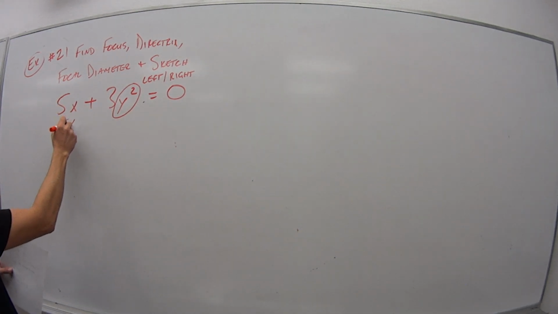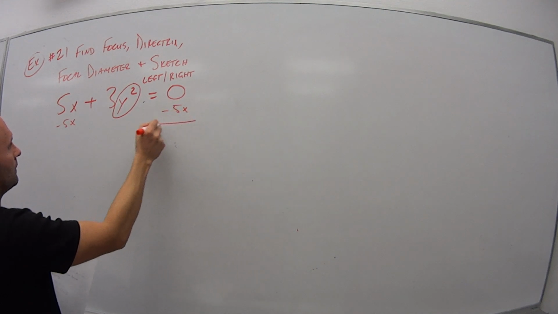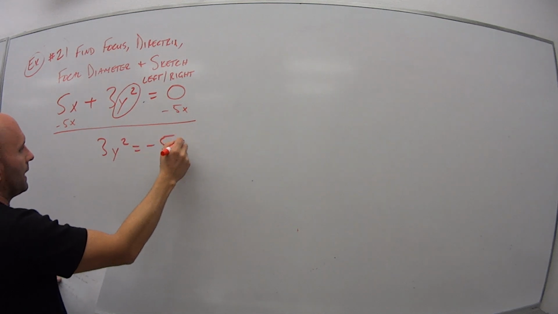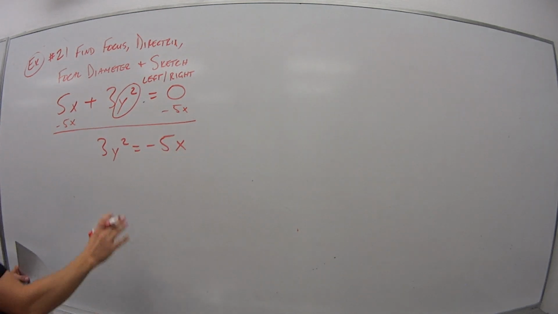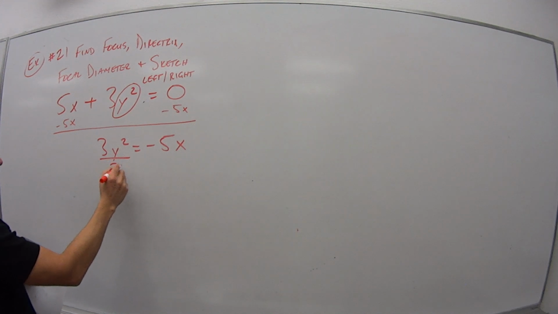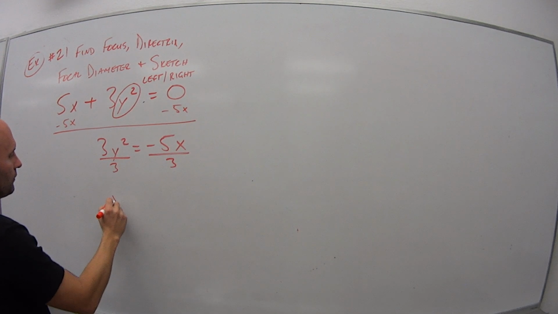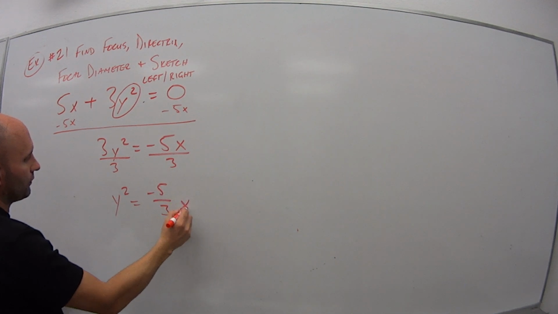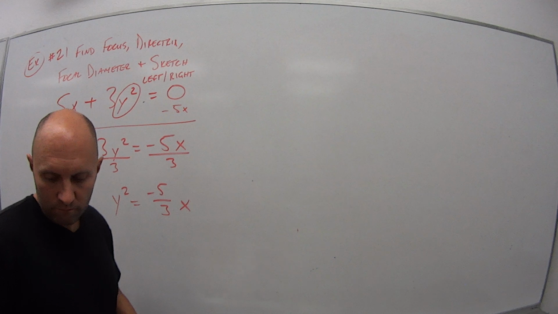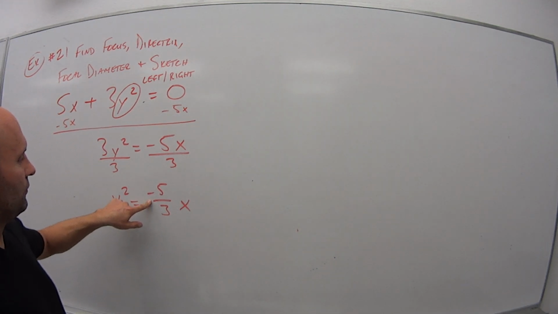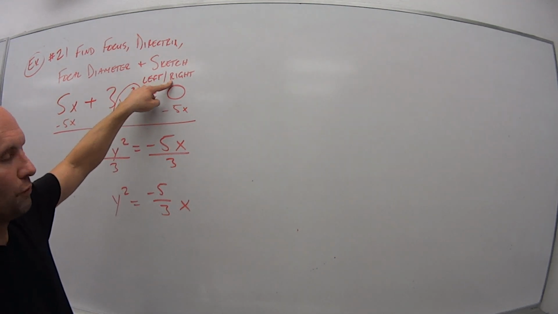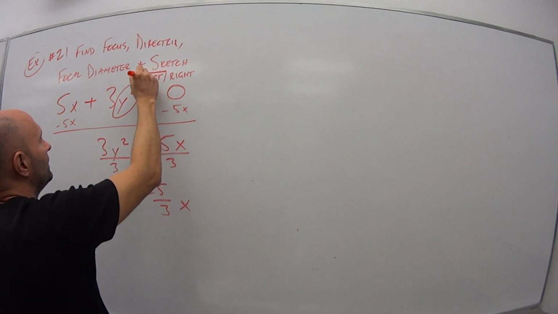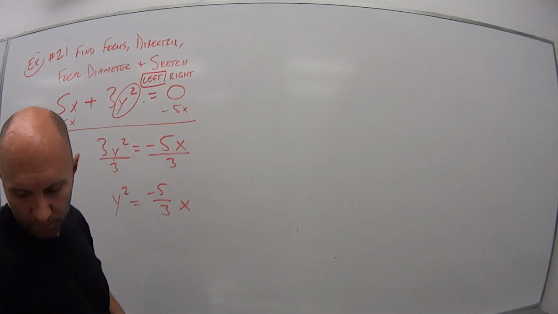So let me subtract 5x here. So I get 3y squared is equal to minus 5x. And to get y squared by itself, I have to divide by 3. So that tells me y squared is minus 5/3 x. So this value is negative. I know it's pointing left or right, so this should end up a parabola pointing to the left.